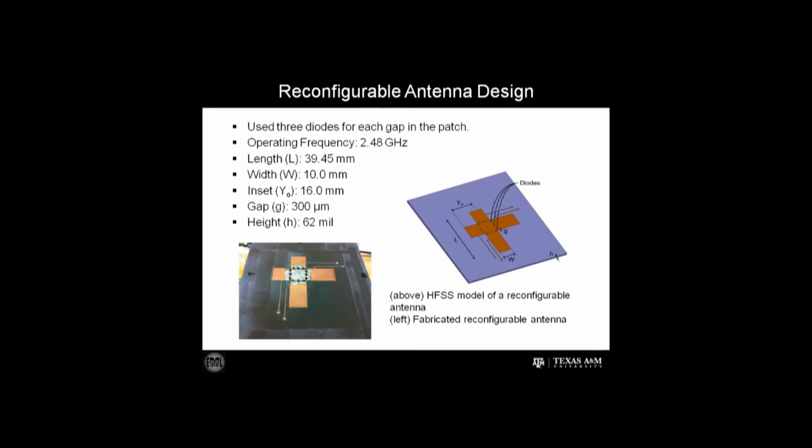The antennas designed work at 2.48 gigahertz with a bandwidth of around 36 megahertz. This is controlled by several factors: the length and width of the patches and the location of the inset. The length determines the resonant frequency, the width determines the impedance, and the inset balances the impedance to match the transmission line. The design parameters determined can be seen on the slide in front of you.